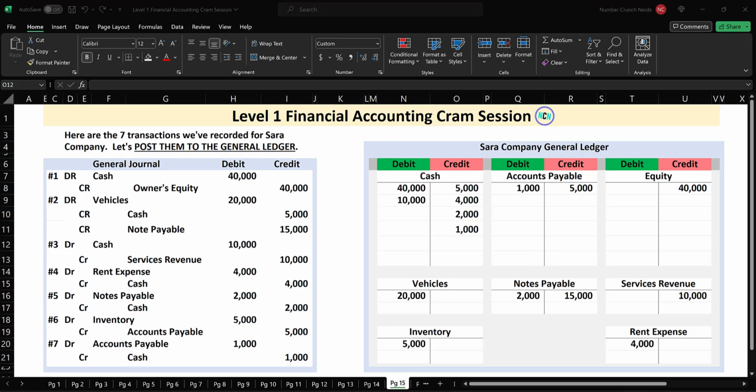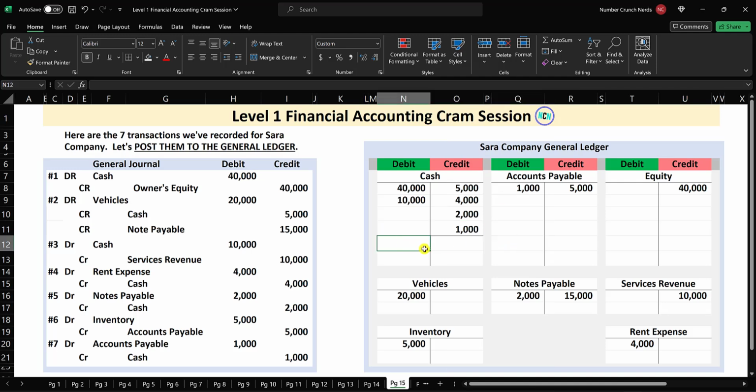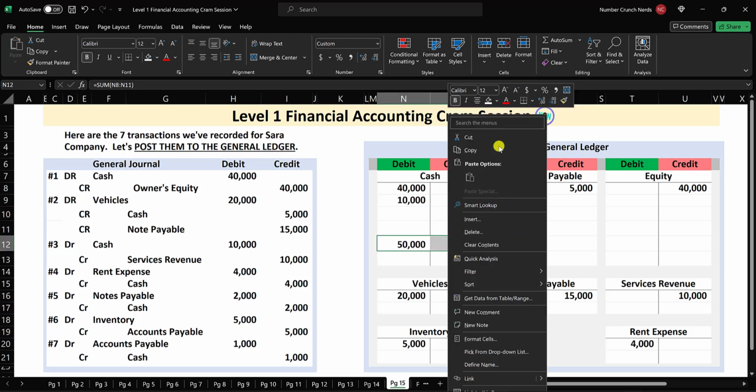Okay, now the next step that we're going to do in each one of these accounts is total up the balances. And the way that you're going to do it is very simple. You go to the bottom of wherever the numbers stop. You put a line to show that you're going to do a calculation. We're going to sum up both sides of this account: the debit side, and then the credit side. And then we're going to put another line right here.